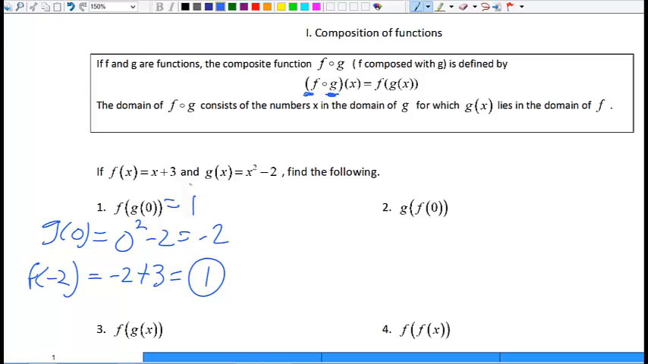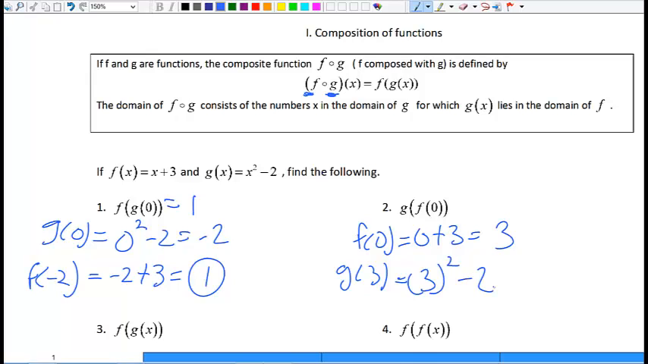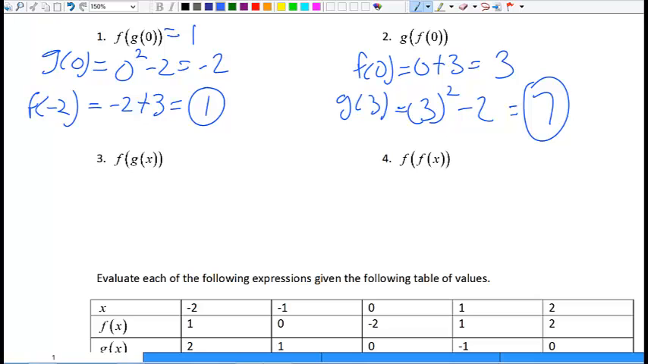Okay, now we can switch the order, and we're not guaranteed that it's going to be the same answer, and you'll kind of see why here in a second. So we have g of f of 0. f of 0 is x plus 3, so 0 plus 3, which is 3. And then g of 3, which is 3 squared minus 2. And that would give us 9 minus 2, which is 7. Okay, so we get two different values. In other words, order matters. We do have to pay attention to which one comes first and second, and that sort of thing.